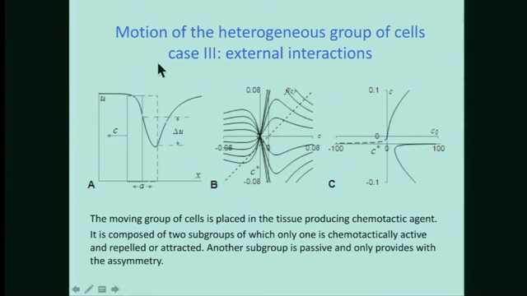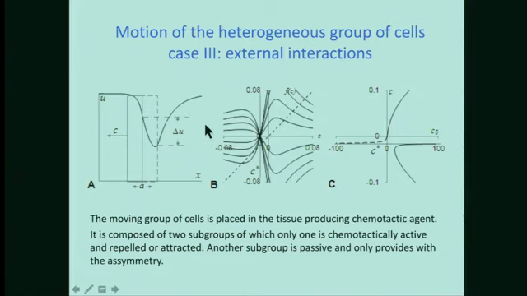It's a second case for moving a heterogeneous group of cells. Now what we have: there is a group of cells. There is production of chemical outside, let's say, and only part of this group of cells is chemotactically reacting. So it's different from the previous two cases. Then what would we expect? We would expect that if, for example, this reacting part is on the left, and it is repulsion, it will move to the left. But what happens if it can also move to the right?